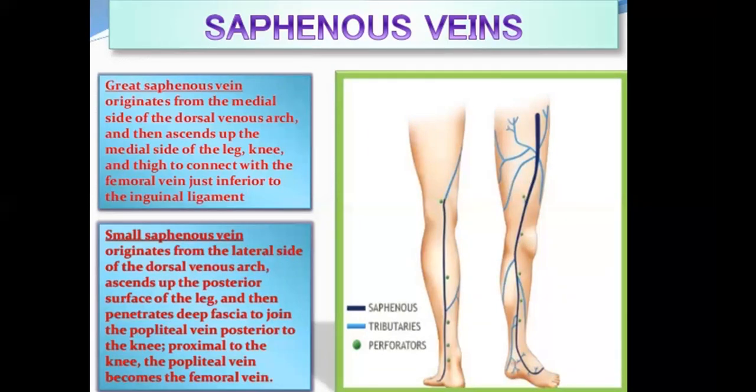Whereas the short or small saphenous vein arises on the lateral aspect of the dorsal venous network, passes behind the lateral malleolus along with the sural nerve, courses at the posterior aspect of the leg, approaching the popliteal fossa, piercing the deep fascia at the level of the popliteal fossa to enter the popliteal fossa and become the popliteal vein. Got it now? I think it's enough for the great and the small saphenous veins. Now we will proceed to the deep veins.